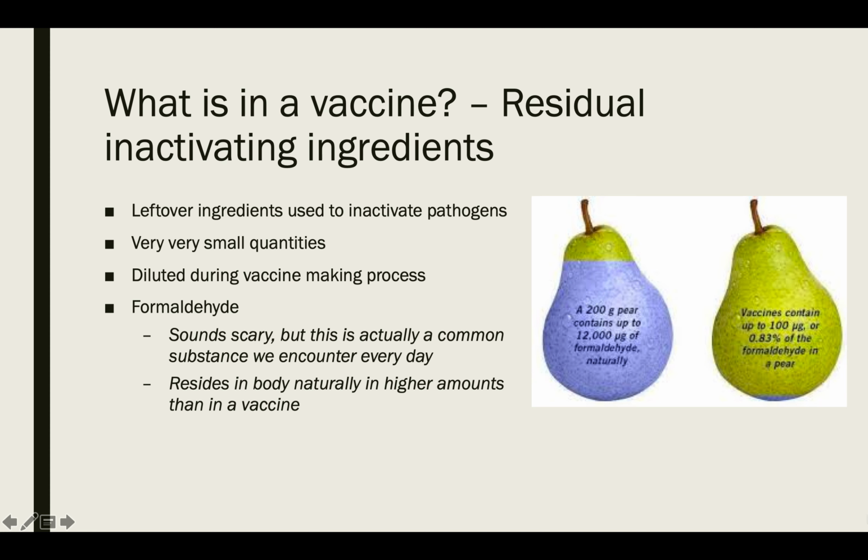Vaccines contain up to 100 micrograms of formaldehyde. So that is 0.83% of the amount that would be in one pear. So if you eat one pear a year, you're getting more formaldehyde than you would from all the vaccines you get that year combined. So it sounds scary until you learn about it, and then it's like, oh, it's everywhere.